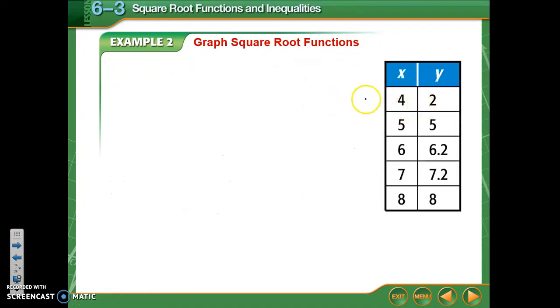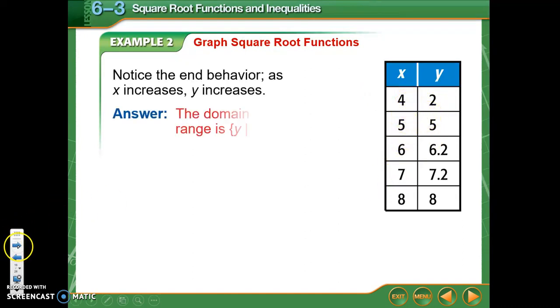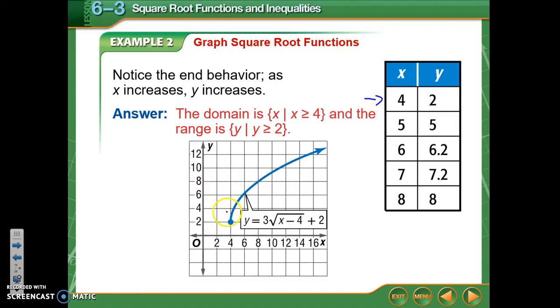So again, because of my h and k, I'm going to start my table of values at x equals 4, and I get 2 for y. Plug in a few more values so that I can get the right shape of my graph. And this is what my graph would look like. I graph the point (4, 2), (5, 5), (8, 8), and so on.